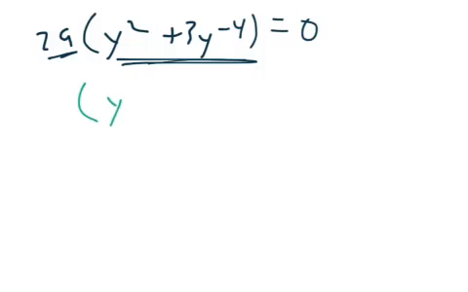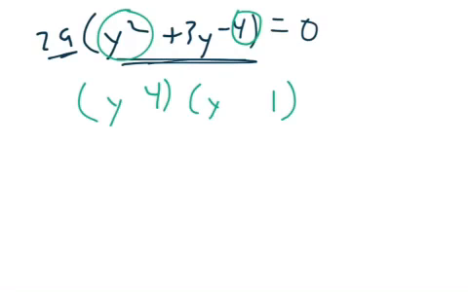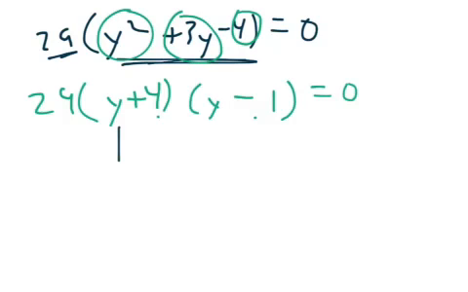I know that y times y is the y squared. I know 4 times 1 will give me the 4. I know 4 minus 1 will give me the 3. And 4 times negative 1 is negative 4. There is a 29 again in front, but that doesn't matter because this is going to give me a negative 4 to make it 0. This is going to mean y plus 4 equals 0 or y minus 1 equals 0.